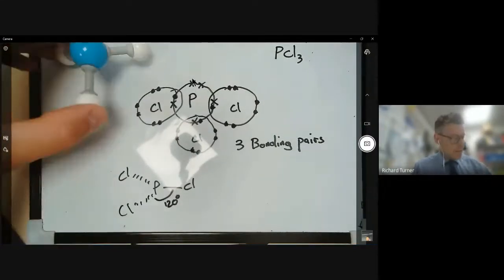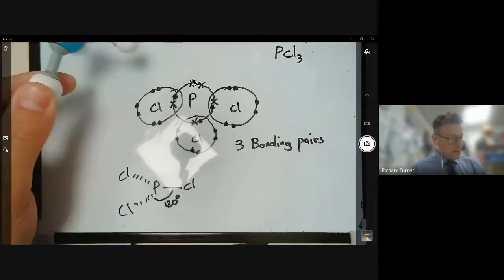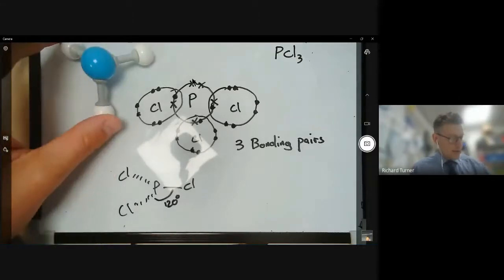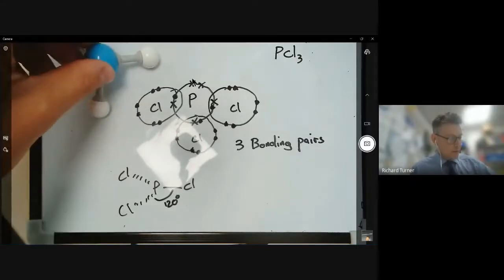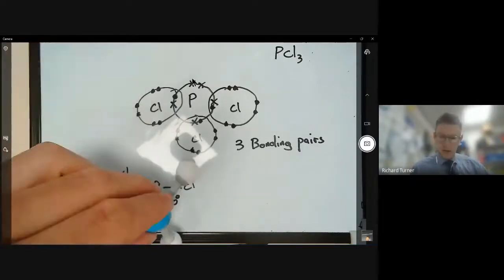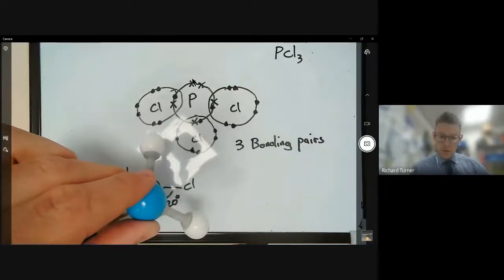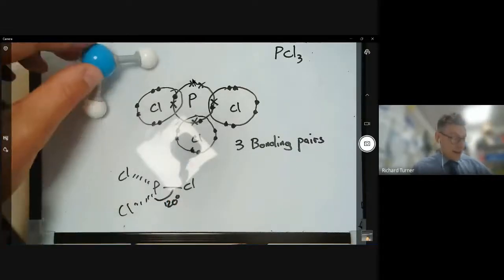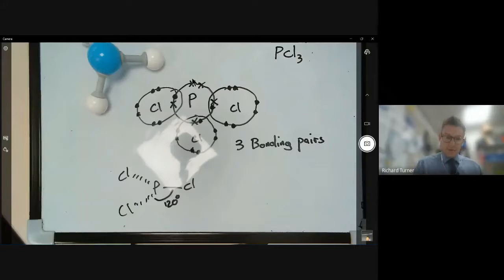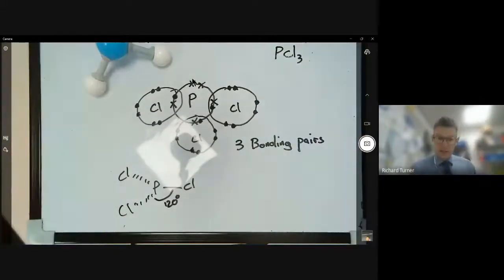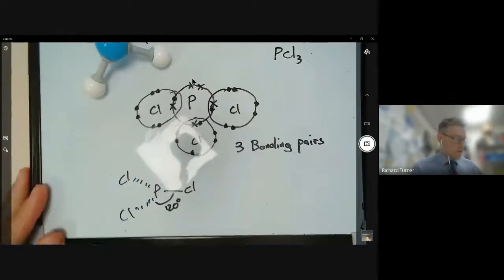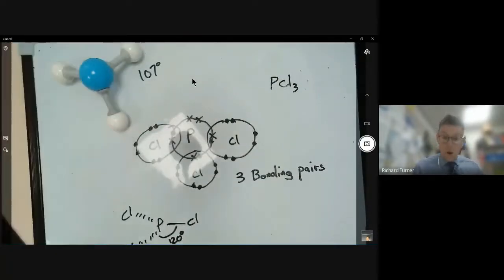Okay, so in actual fact, what we get is a molecule that looks like this. Okay, a slightly bent molecule. Okay, so we've got a bond angle that looks like 120 from our drawing, but is in actual fact 107. Okay, so 107, we can accurately determine that. So we've got a trigonal pyramidal shape.